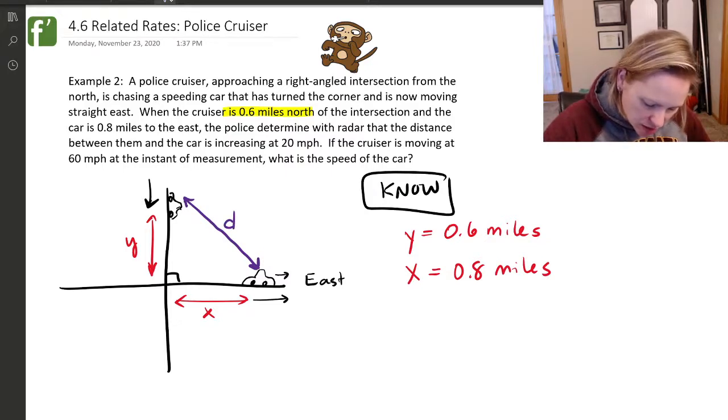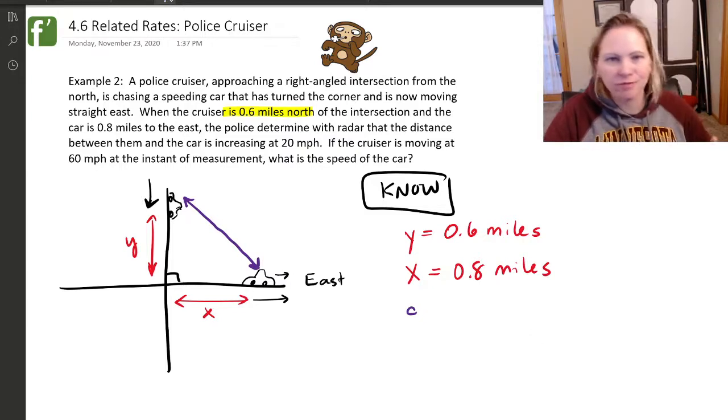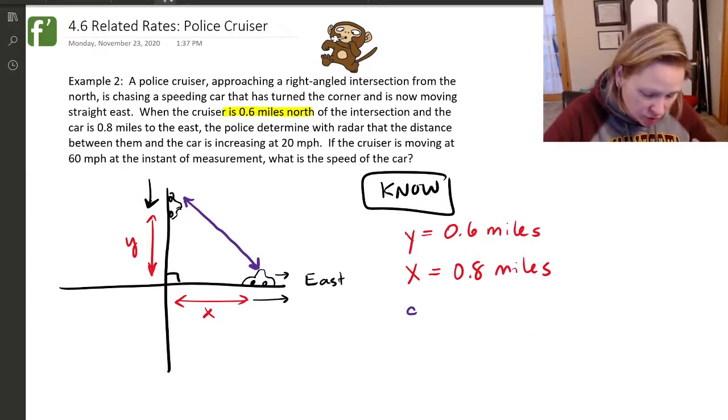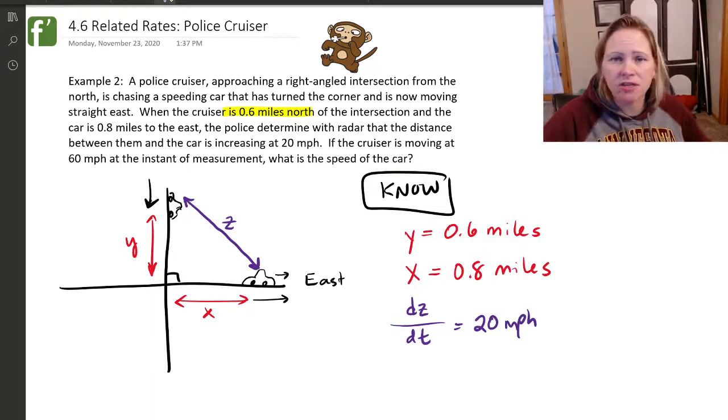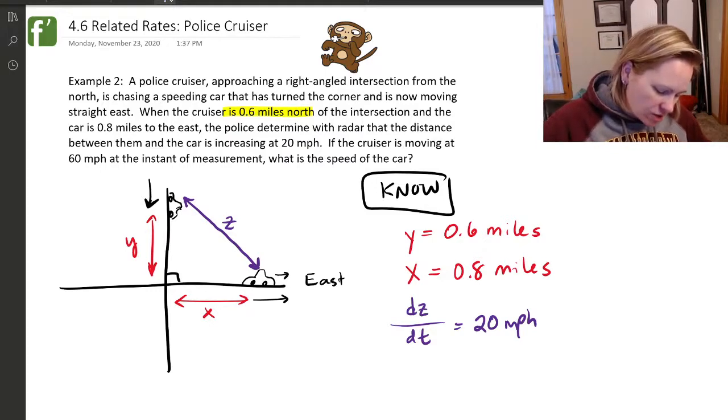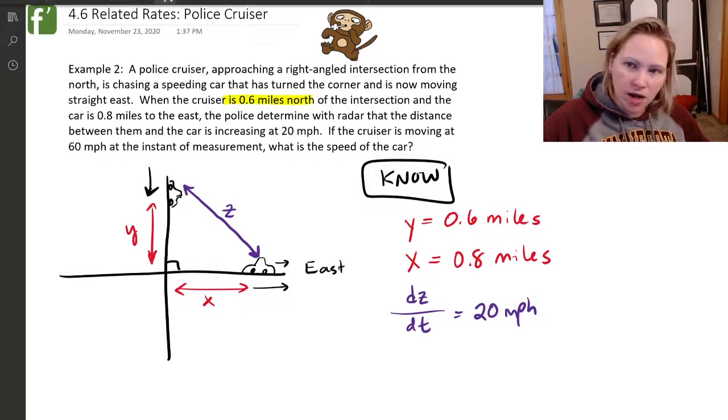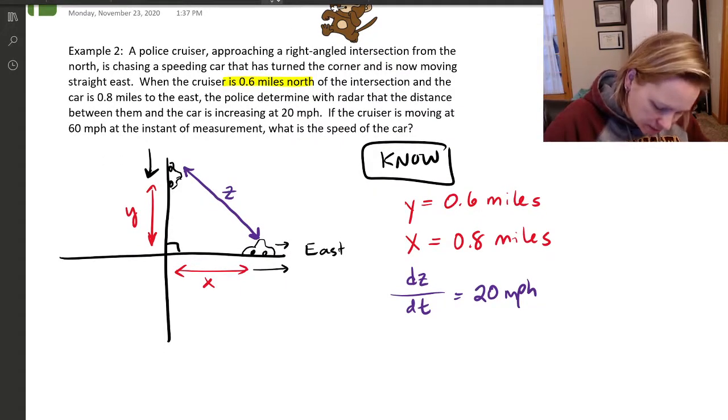When x and y are these values, and actually maybe d is not a great option because dt is a lot of the letter d floating around. So let's call this z actually. So we'll call it dz/dt is increasing at 20 miles per hour. So it's going to be a positive value if it's increasing. If it ever says it's decreasing, we note that with a negative sign. So if the cruiser is moving at 60 miles per hour, so here's what we want.